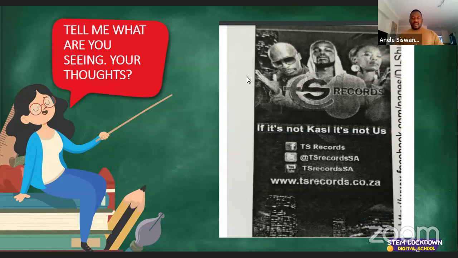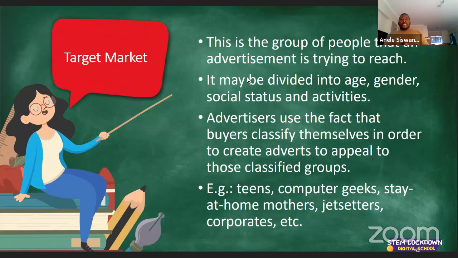I asked some of your classmates to tell me their reflections of what they see there, and there were different answers and observations that came out on the basis of what people saw. Then we spoke about the target market, which is the group of people that an advertisement is trying to reach. It may be divided into age, gender, social status, and activity. Advertisers use the fact that buyers classify themselves in order to create adverts that appeal to those classified groups. Then the examples that come with that.